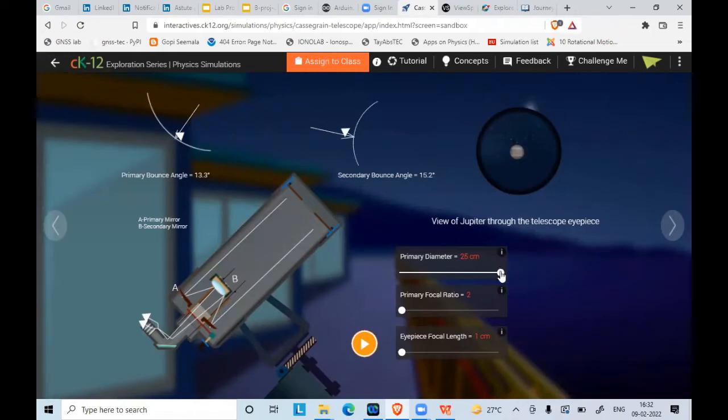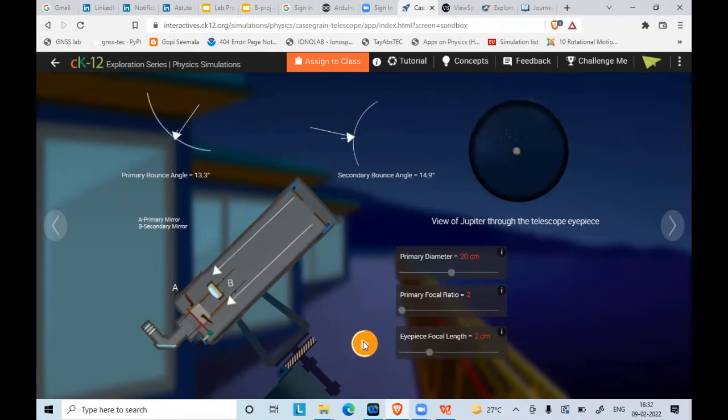Okay. Now let's keep the diameter fixed, and I'm going to change the eyepiece of the telescope. Previously it was 1 centimeter. Let me now make it 2 centimeters. Let us see what happens. What happened? Can anyone mention? Jupiter's size has become smaller, and we can see more of the background in our eyepiece.